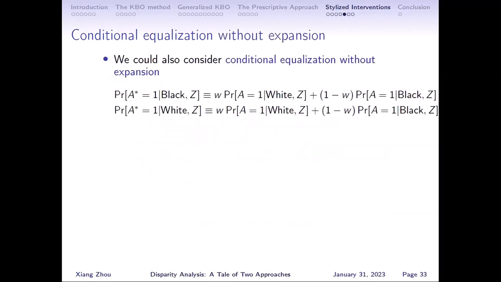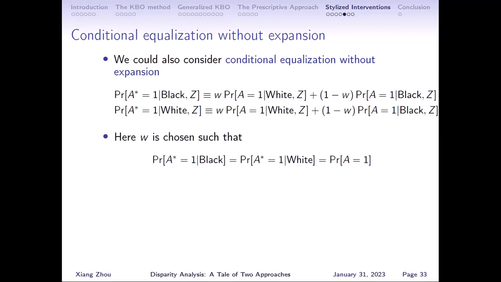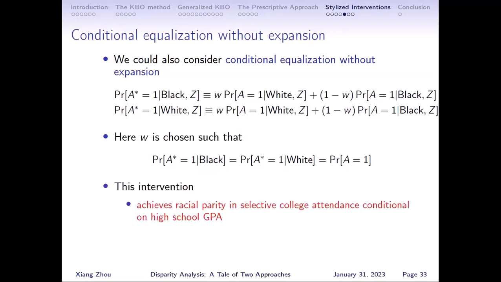Right? And we could also consider conditional equalization without expansion by intervening on the treatment assignment process for both Black and white students. For example, we could use a weighted average of the conditional probabilities given high school GPA for Black and white students, for both Black and white students. In particular, we can choose W here such that the prevalence of treatment is the same for Black students and for white students, and also the same as its prevalence before the intervention. So this intervention achieves racial parity in selected college attendance conditional on high school GPA, but it keeps the prevalence of treatment unchanged.